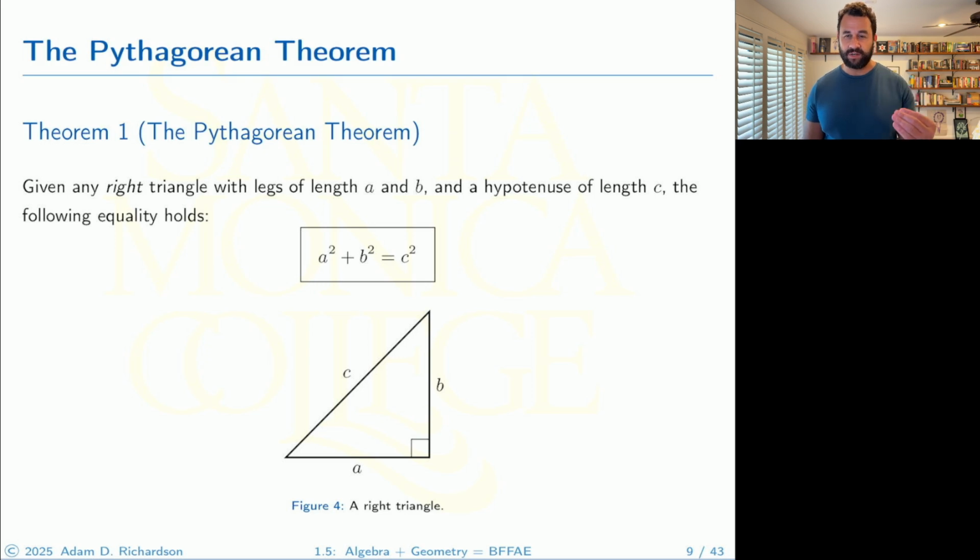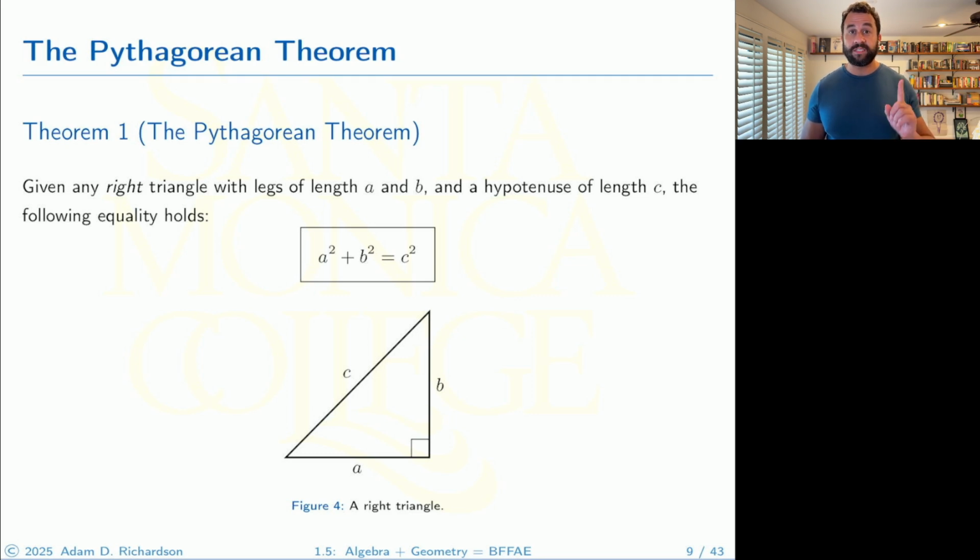Let's look at the geometry for a minute. So A is the length of this line segment, and B is the length of this line segment, and C is the length of this line segment. What this theorem does is it gives you a relationship between the squares of these lengths. Quite literally, if you take this number and square it, take this number and square it, and add the two together, you're going to get this length, squared.